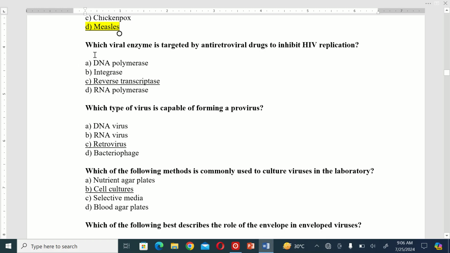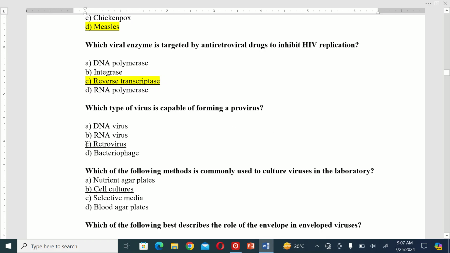The next MCQ is: which viral enzyme is targeted by antiretroviral drugs to inhibit HIV replication? A. DNA polymerase. B. Integrase. C. Reverse transcriptase. And D. RNA polymerase. So the correct option is C. Reverse transcriptase.